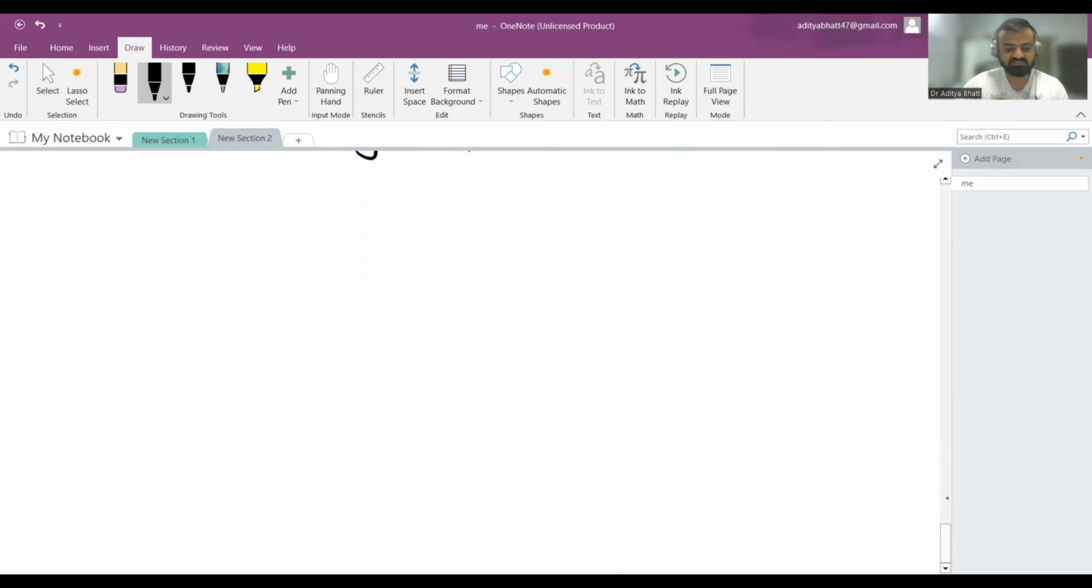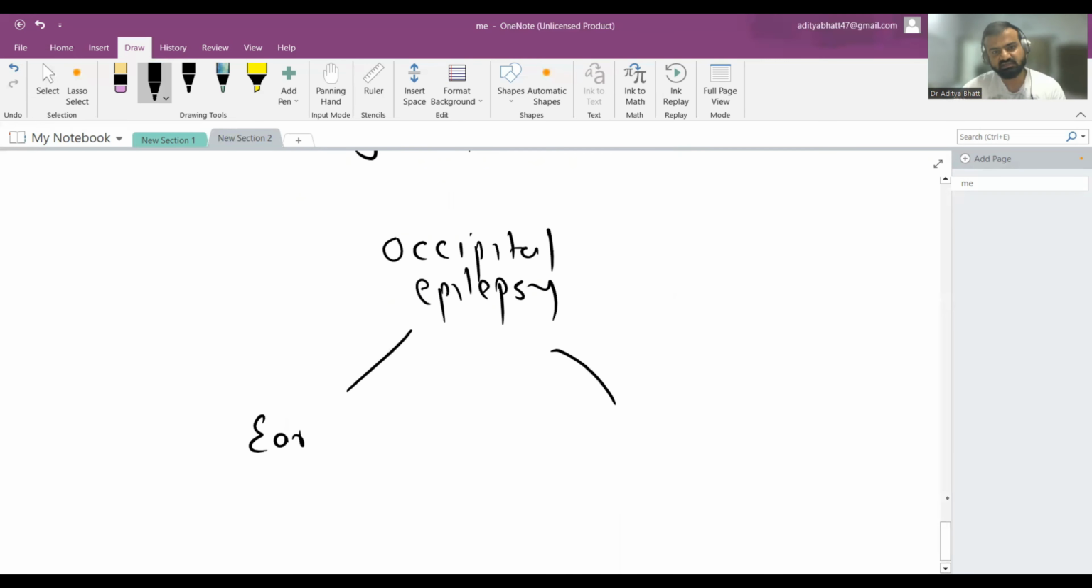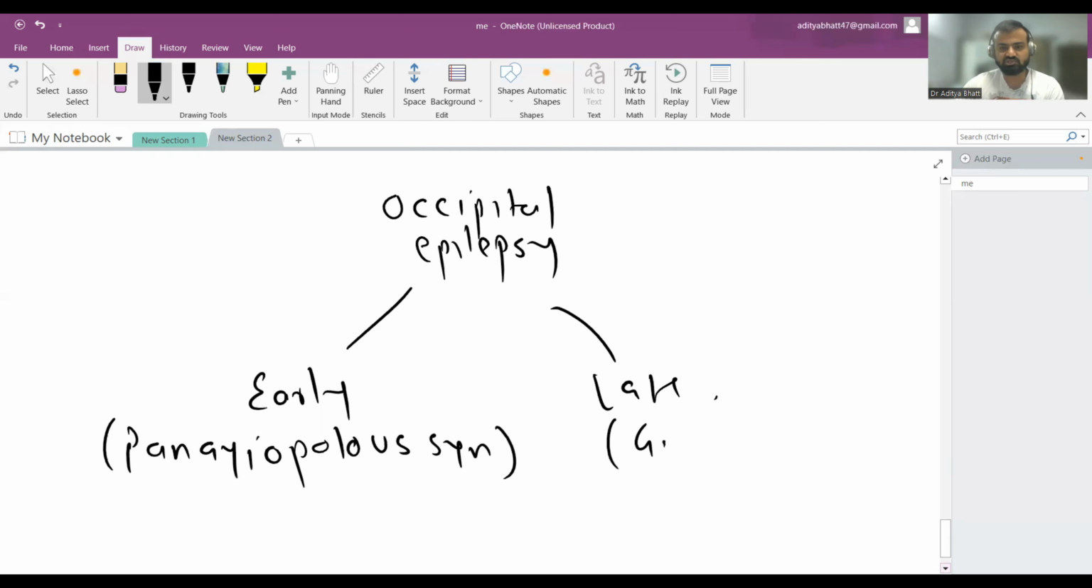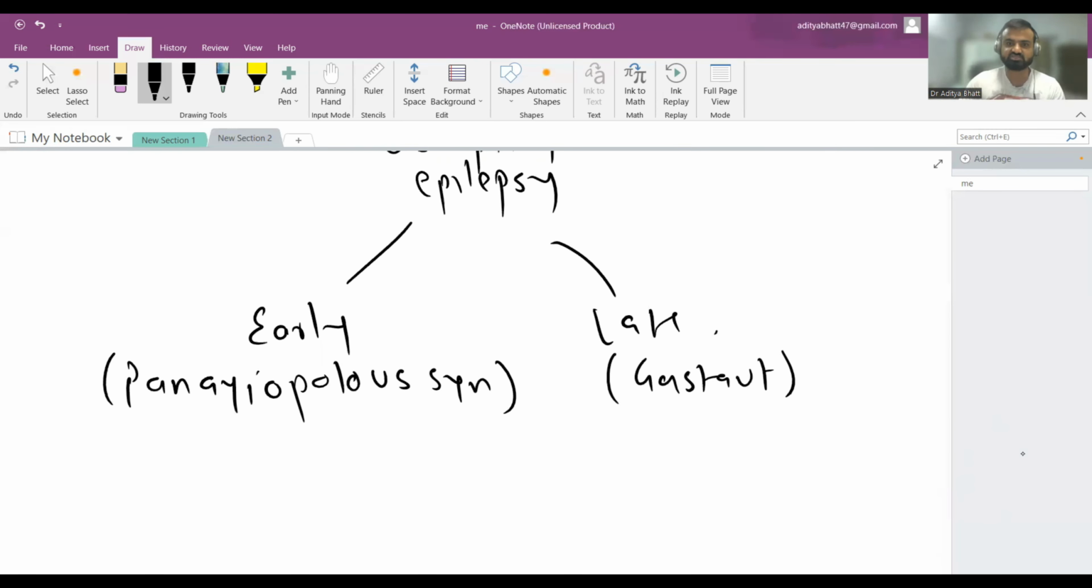Then there are two syndromes of occipital epilepsy. One is early onset and the other is late onset. Early onset occipital epilepsy is also known as Panayiotopoulos syndrome, and late onset epilepsy is called Gastaut epilepsy. Not Lennox-Gastaut, it is just Gastaut epilepsy, and that is very important. Both are different.